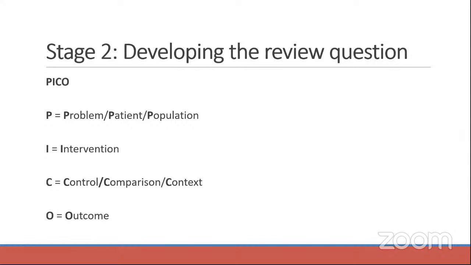Stage 2 is developing the review question, most important part of a systematic review. And you can use PICO elements or strategy, where P stands for problem or patient or population, I stands for intervention, C for control, comparison or context of the review, and O stands for outcomes. So this is the most famous strategy for designing your research question.